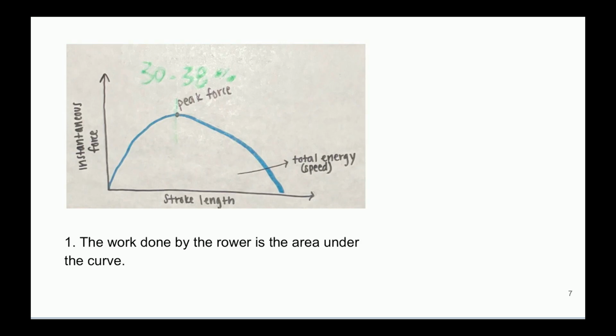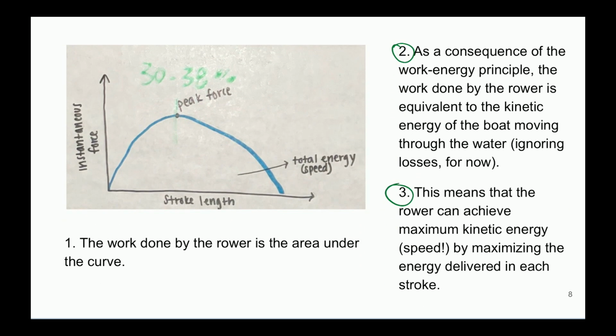So I'm going to make some claims now. The work done by the rower is the area under the curve, as I just claimed, and then it follows from the work energy principle that the work done by the rower is equivalent to the kinetic energy put into the boat once it's moving through the water. I'm going to ignore losses, which is a huge leap, but let's do that for this analysis. And then I can say that the rower can achieve maximum kinetic energy, that is speed, by doing more work.